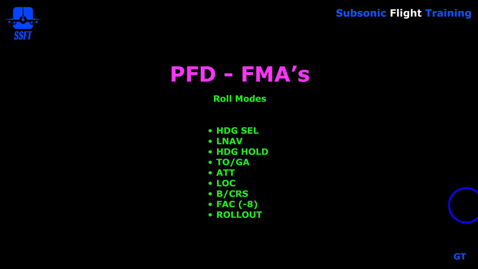FAC is particular to the 747-8. The base aircraft here we're talking about is the 747-400. So it's mentioned here as a mode, but it's really only found in the -8. FAC stands for final approach course.